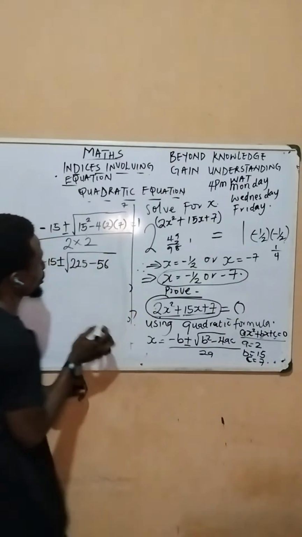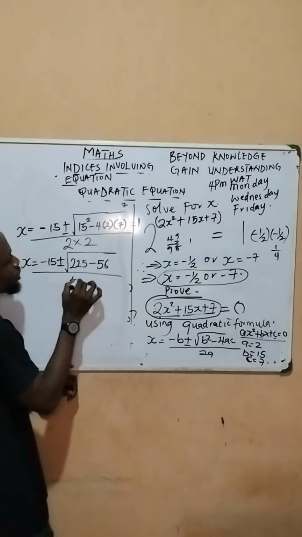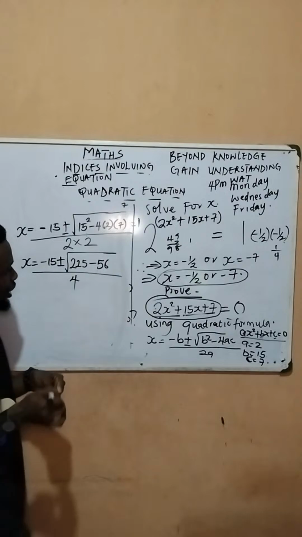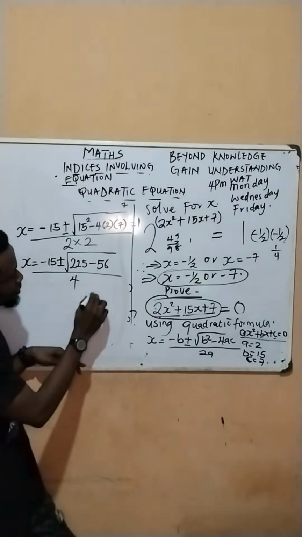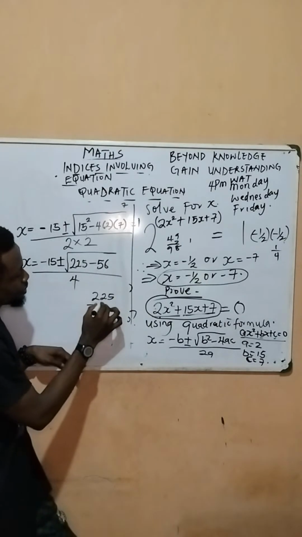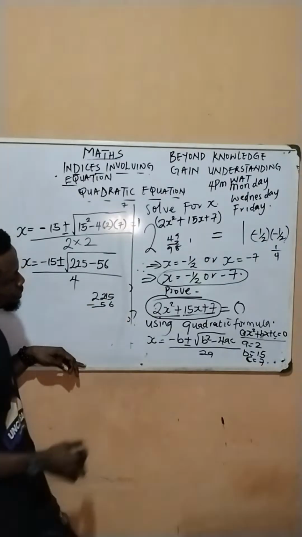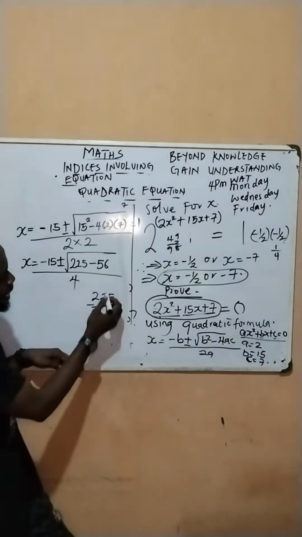56 here. Good. All over what? 2 times 2, which is what? 4. So let's go ahead and subtract this. 225 minus 56. So 1 cancel 1, borrow 1 from here, add it here, remaining 1.